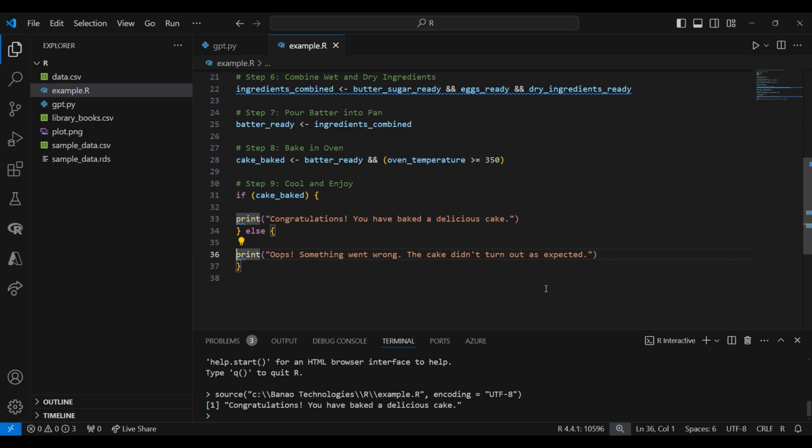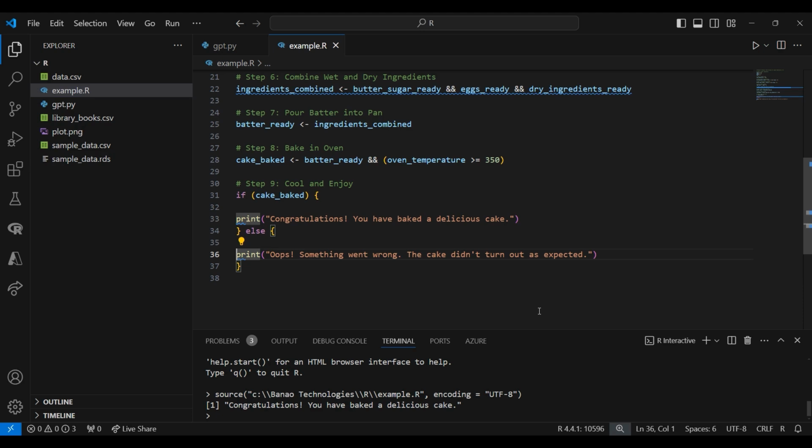Likewise, in the context of supply chain management, logical operations in R can be utilized to optimize inventory levels. By setting logical conditions based on factors like demand forecasts, production lead times, and safety stock levels, companies can determine the optimal quantity to order for each product to minimize holding costs while ensuring sufficient stock availability. This enables businesses to efficiently manage their inventory levels and meet customer demand effectively.